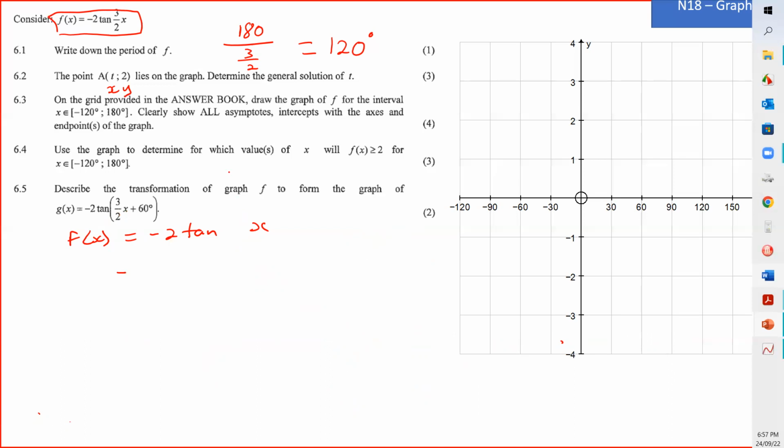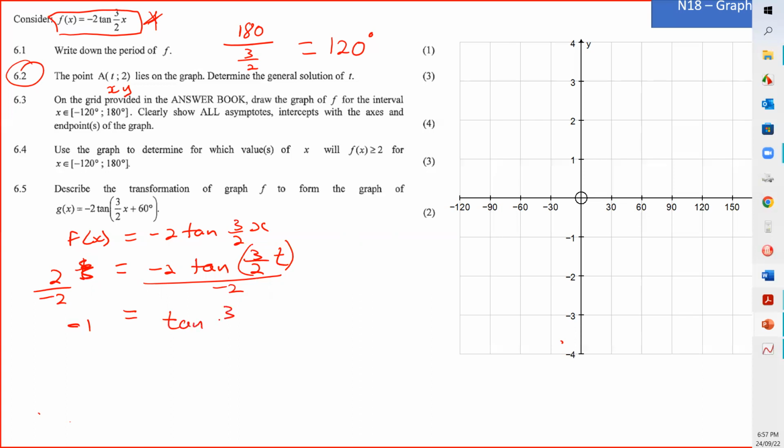Sorry, I'm on question 6.2, use the graph to determine. So the question here is not 2/3, but 3/2x. We're going to do the same thing, we just change the fraction. Firstly, we substitute. We said t is equal to minus 210. On this side, we've got a y value of 2. Then I said divide both sides by -2. And then we end up with minus 1 is equal to tan 3/2t.